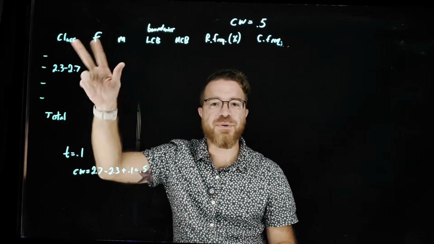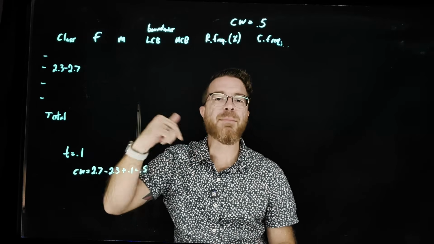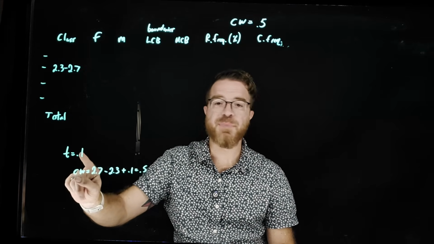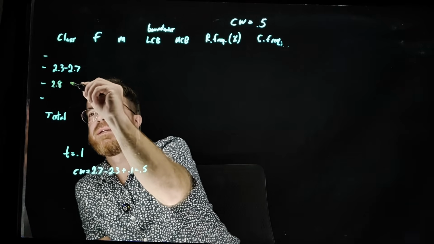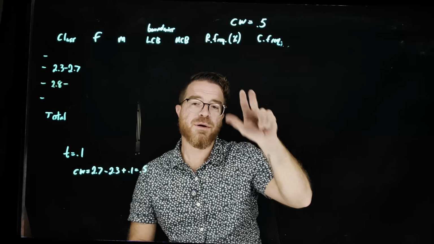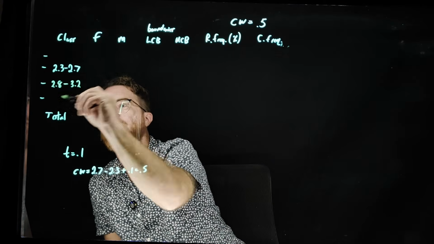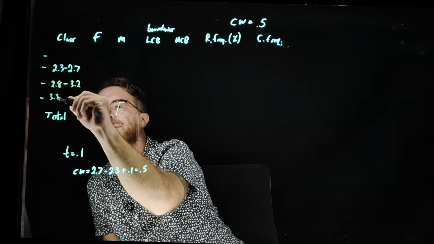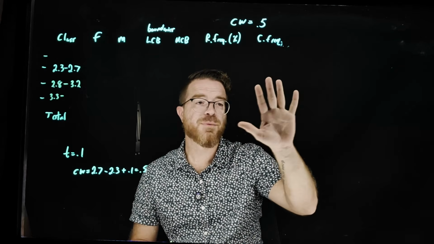So now I'm going to fill out the rest of the table. When I go to the next interval, remember I'm going to go up by my tolerance. So if I have 2.7 plus my tolerance of 0.1, this is going to give me 2.8. And I'm going to do 2.8, 2.9, 3.0, 3.1, 3.2. Go up by 0.1, so this is going to be 3.3, 3.4, 3.5, 3.6, 3.7.